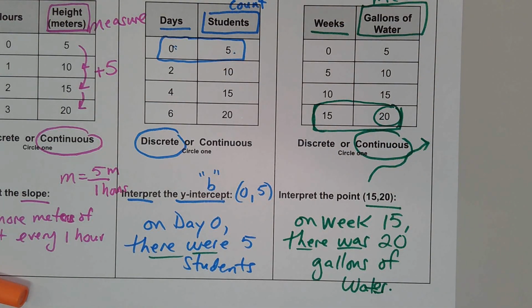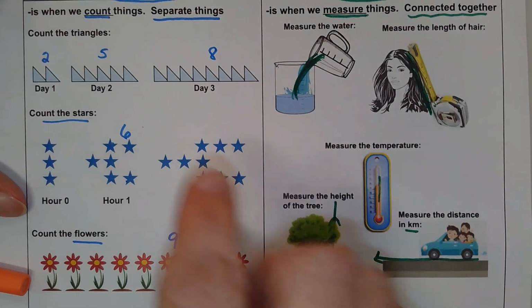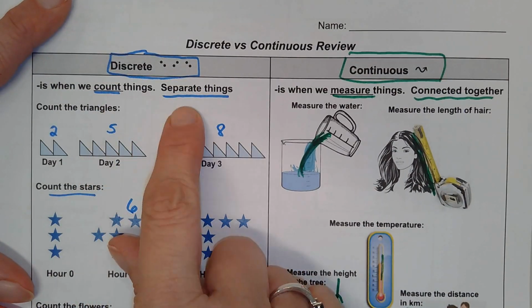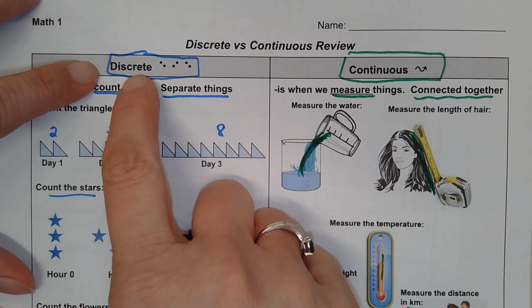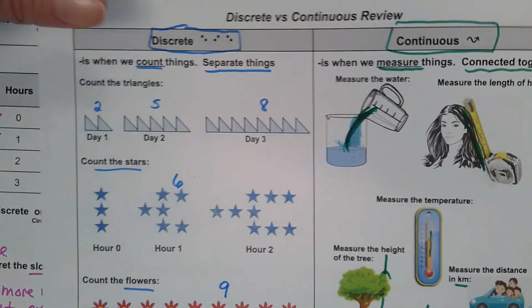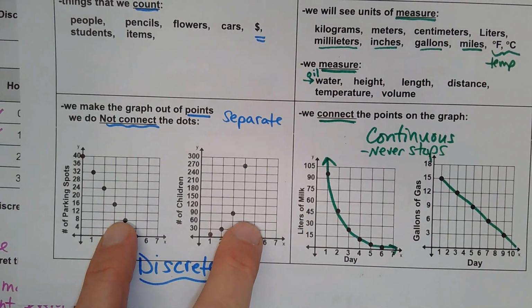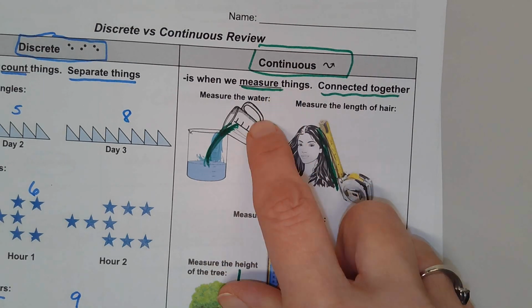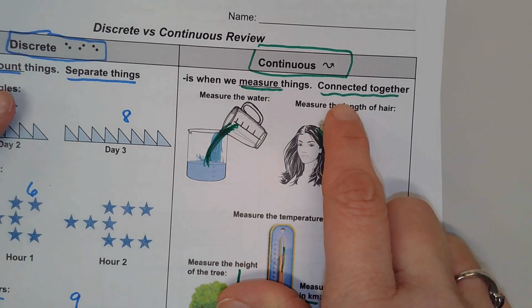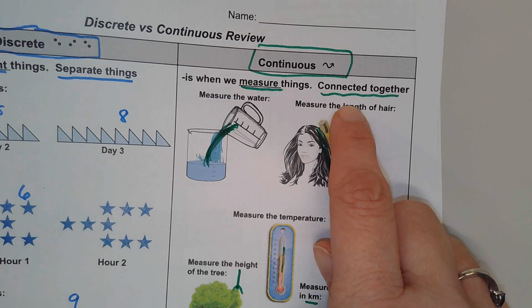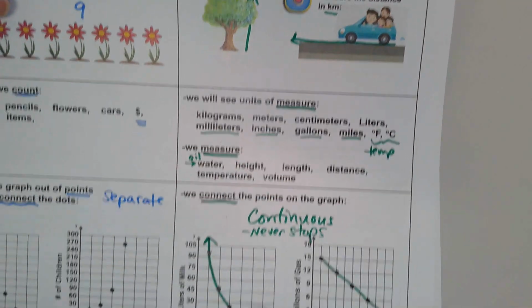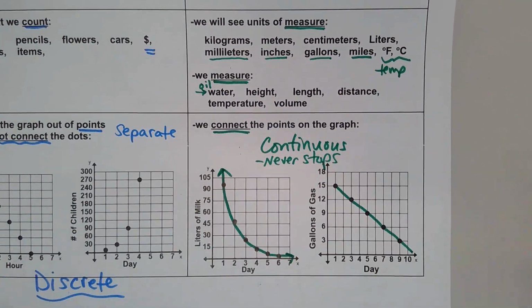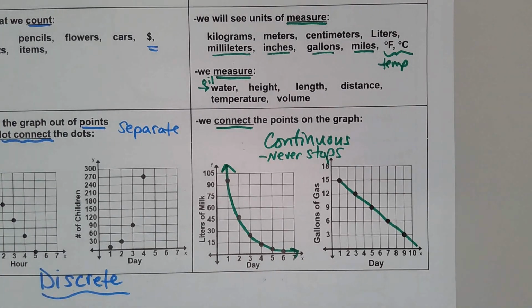Okay, so remember, if it is something that we count, counting separate things, it's called discrete, and your graph is going to be points or dots. If it is something that we measure, continuous is measure, and it's connected together. You're going to see those units, and your graph needs to be connected. Thank you, students.